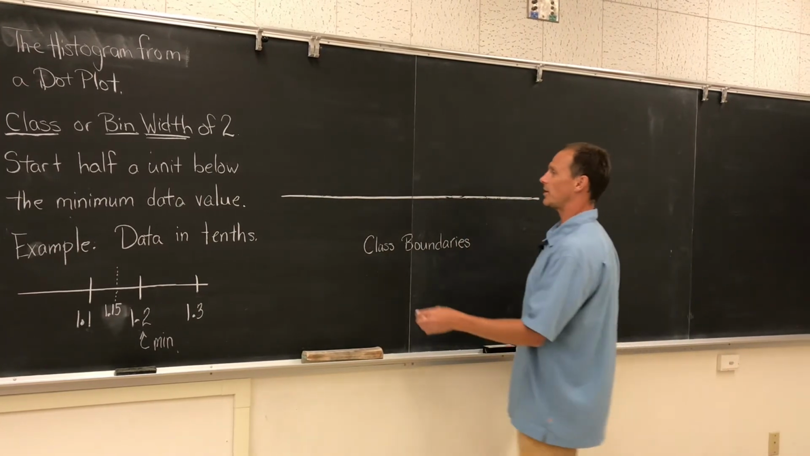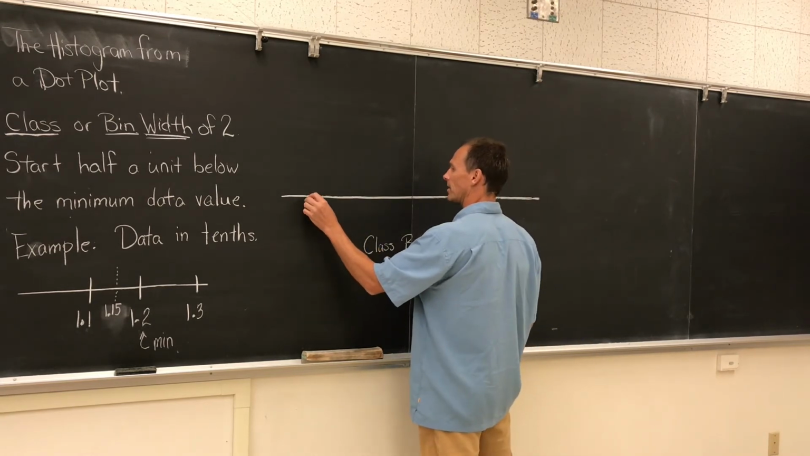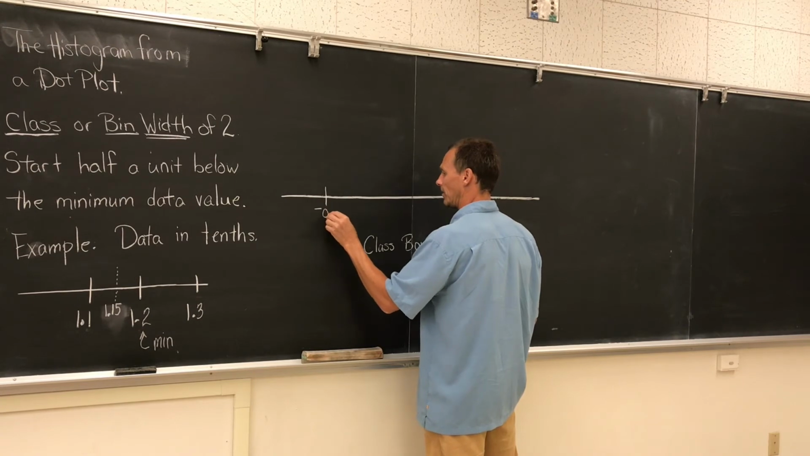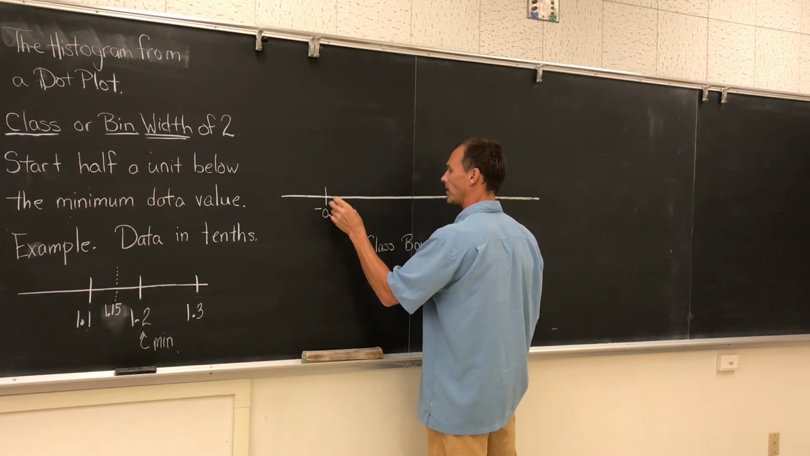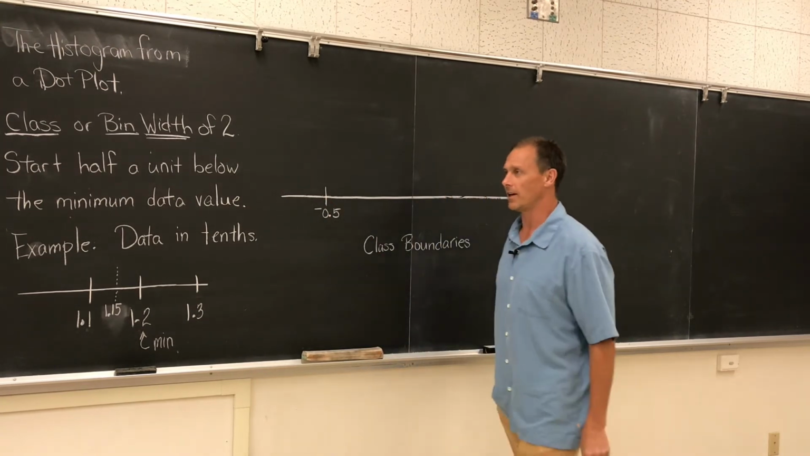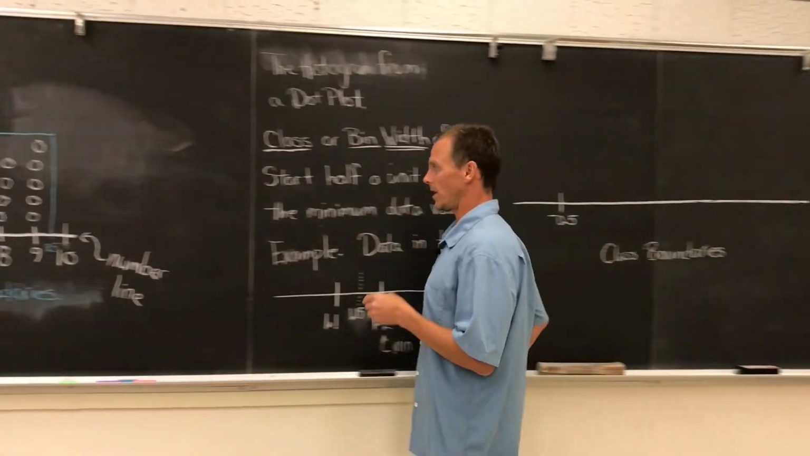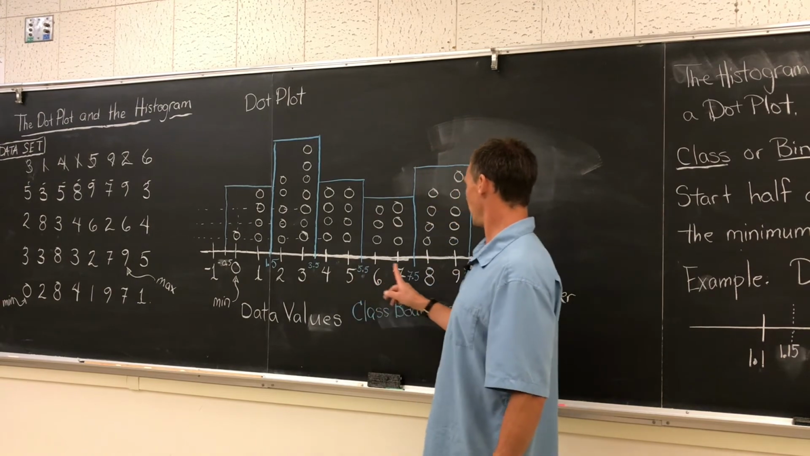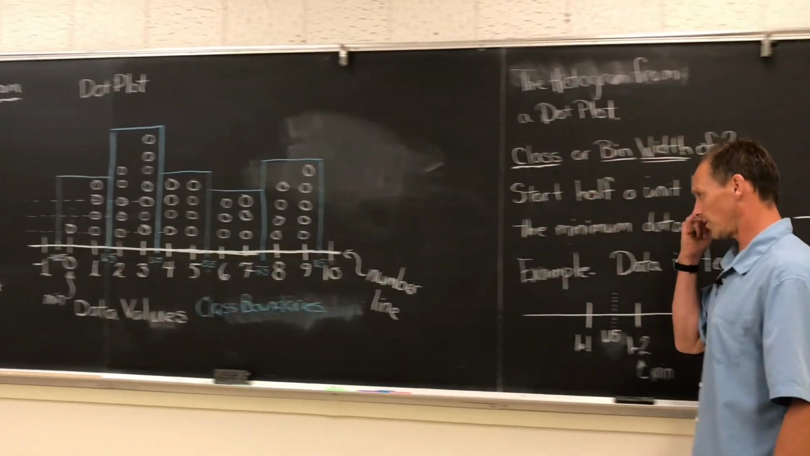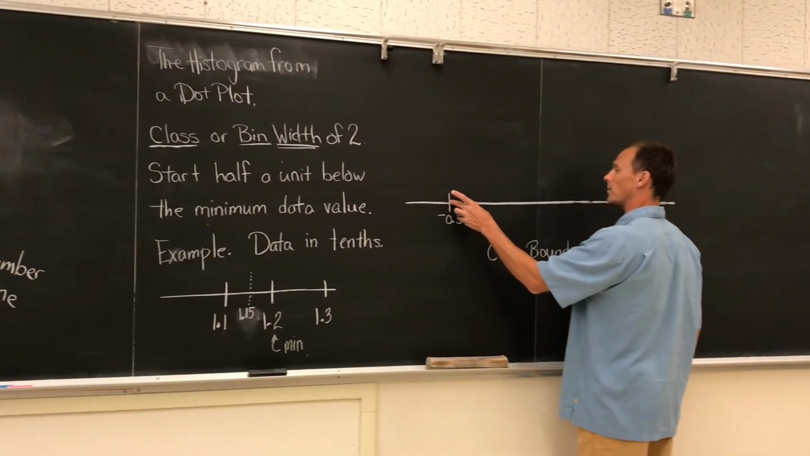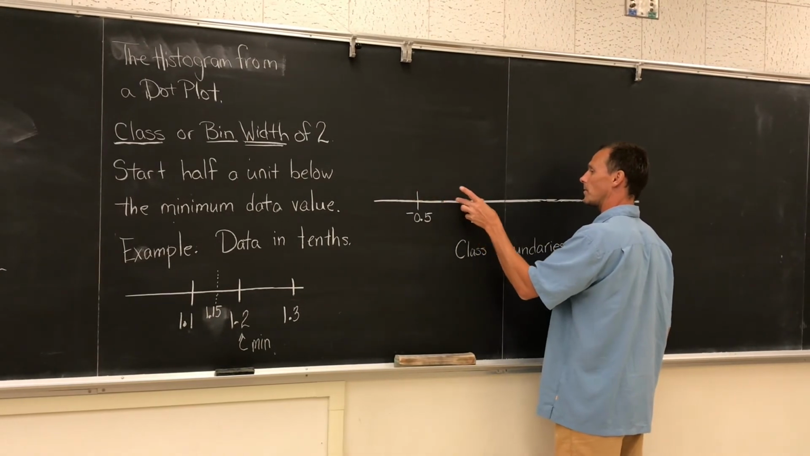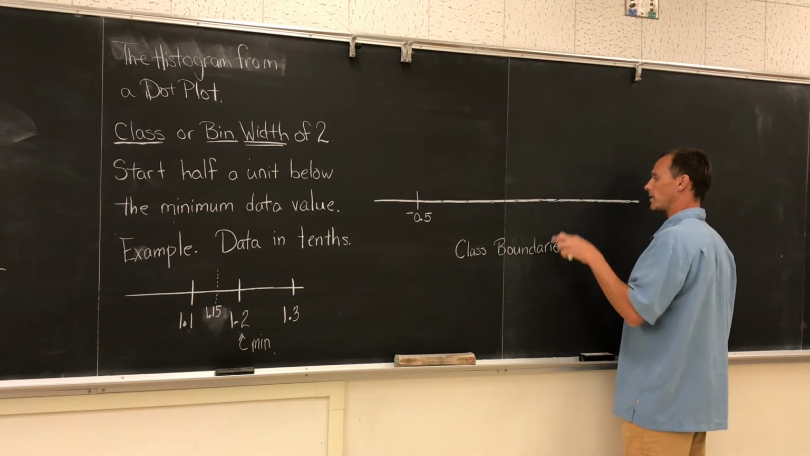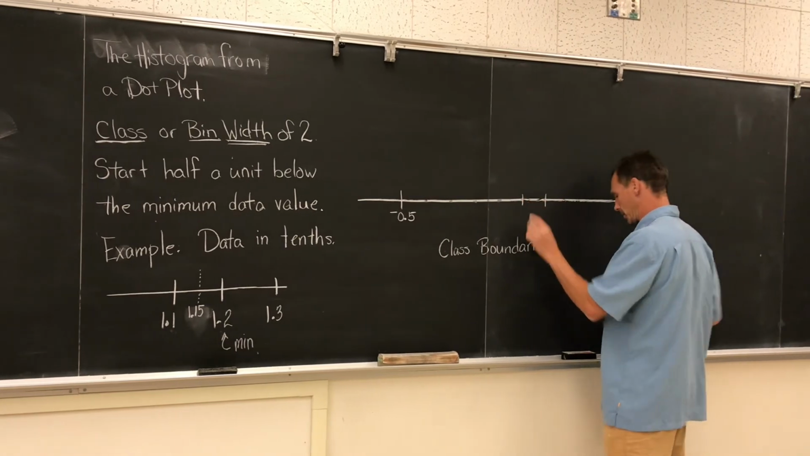And it looks like we started at negative, I'll put it probably right here. We started at negative 0.5, and then how many of these did we have? Notice if we look over here, we have 1, 2, 3, 4, 5, 6. We have 6 values. So I'll go about like this: 1, 2, 3, 4, 5, and 6.